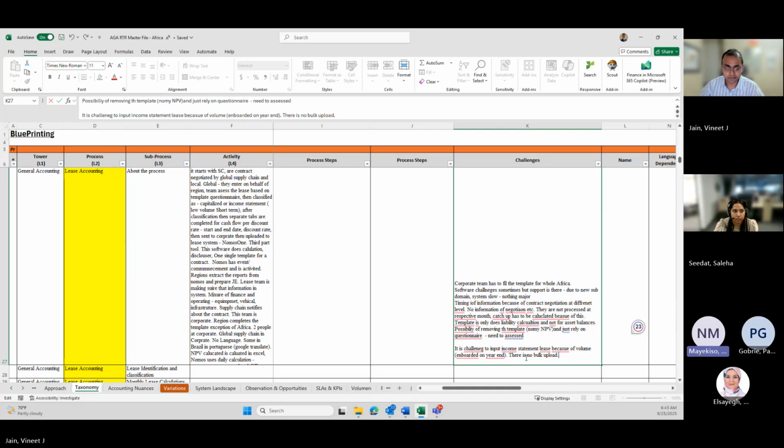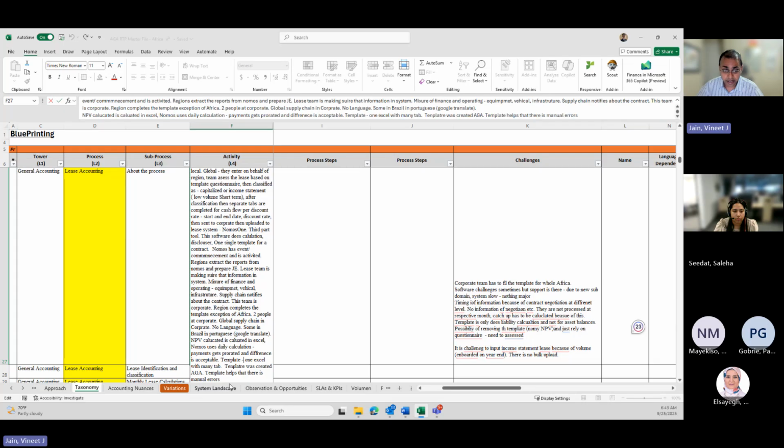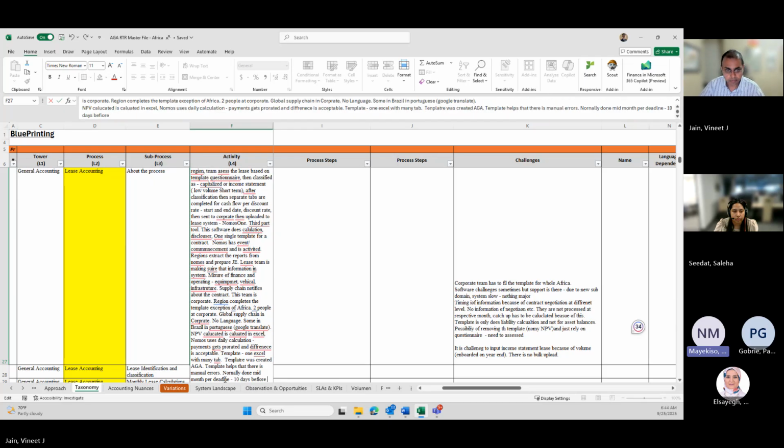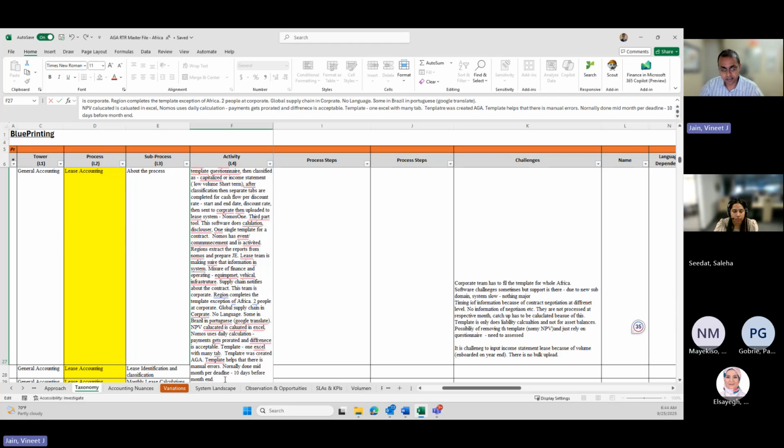It's normally mid-month. We've given the regions a deadline, which is about 10 days or so before month end, for them to submit the information. So it's normally mid-month. For example, in September, the deadline for the regions was the 18th of September. Okay. So you get and you process this in how many days do you do it?